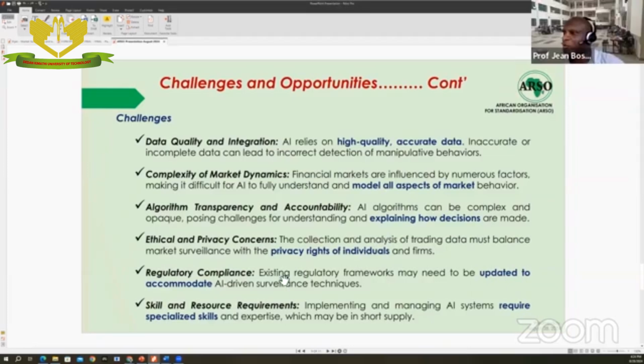Okay. So I can say the compliance, I am just on the last slide, and we have to update and accommodate this compliance, and then you have the skills required for people to do this kind of work.